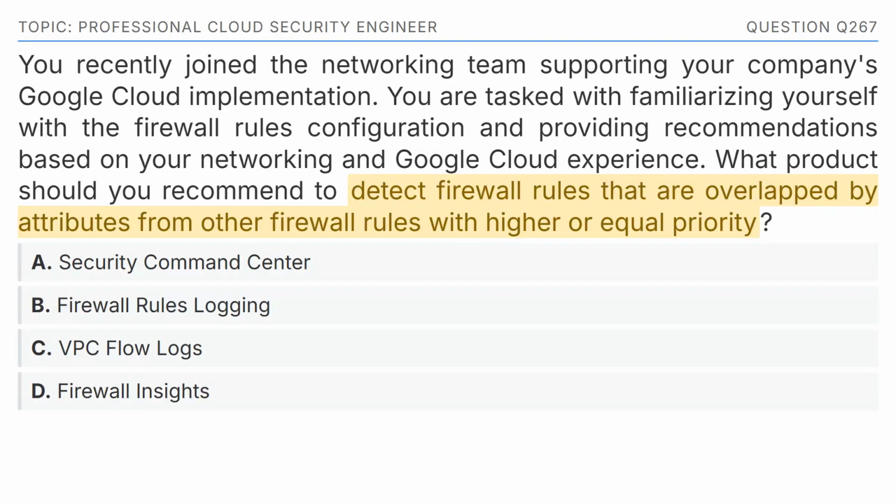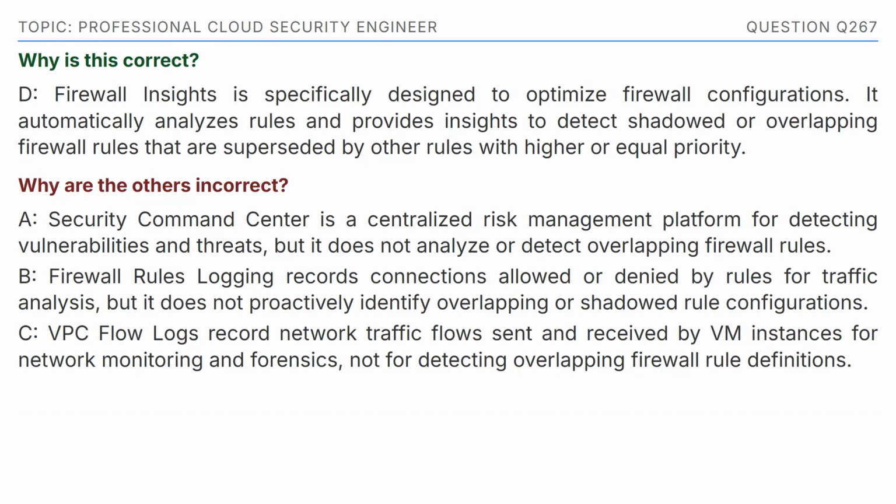To arrive at the correct answer, we focus on the keywords, detect firewall rules that are overlapped by attributes from other firewall rules with higher or equal priority. The correct answer is option D, Firewall Insights. Why is this correct? D. Firewall Insights is specifically designed to optimize firewall configurations. It automatically analyzes rules and provides insights to detect shadowed or overlapping firewall rules that are superseded by other rules with higher or equal priority.